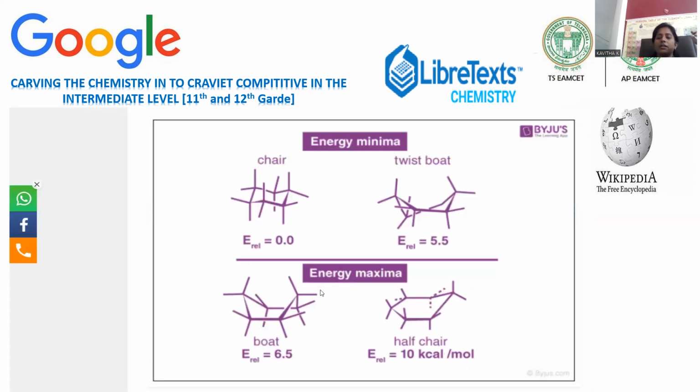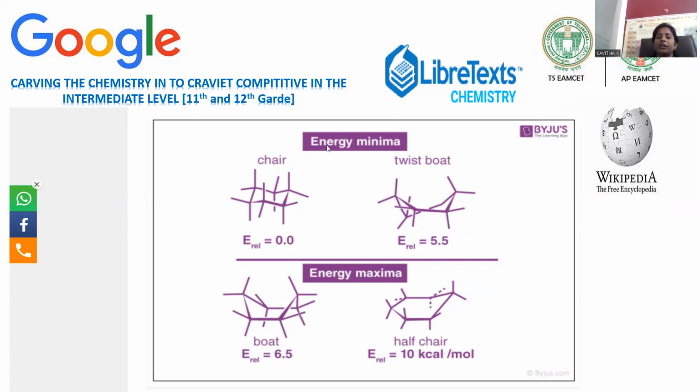So if you are taking cyclohexane, it exists either in the chair form, this is called twist boat, this is called a boat form, and this is called a half chair. So these many possibilities exist if you are going to flip, if you are going to rotate the carbon-carbon bond. In one condition it exists in chair, in another condition twist boat, and next is the boat exactly, and this is called a half chair.